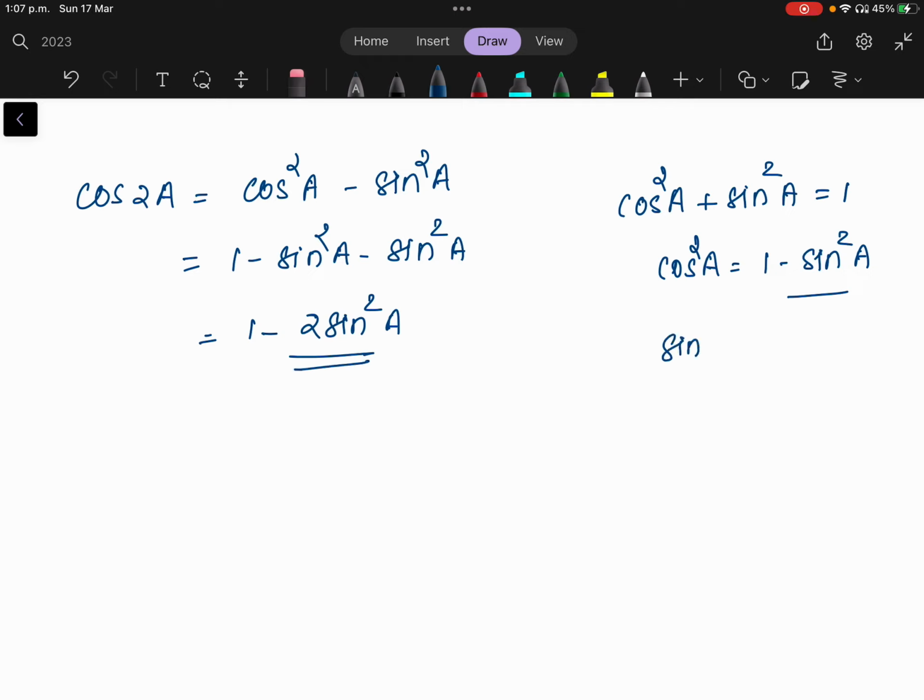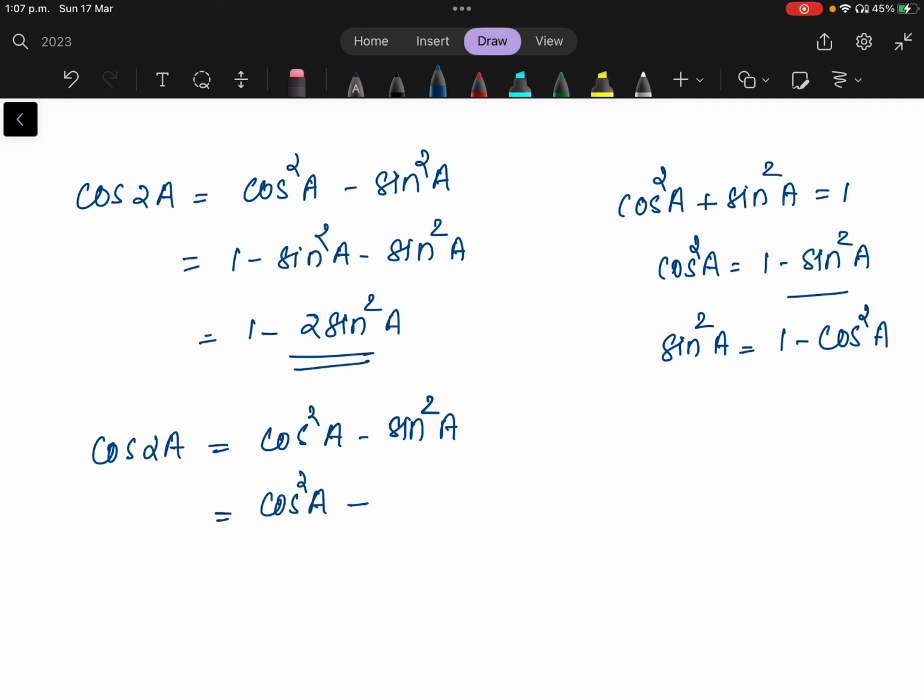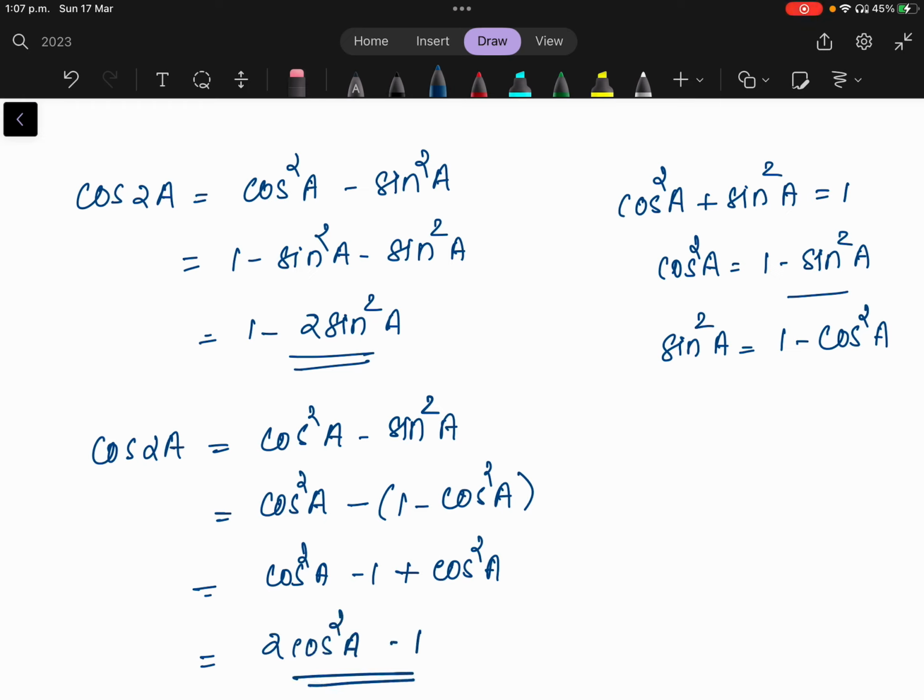Again, from this formula I can write sin square A is equal to 1 minus cos square A. So again I'm taking cos 2A, which is equal to cos square A minus sin square A, and subbing in for sin square A, so that is cos square A minus 1 minus cos square A, that is equal to cos square A minus 1 plus cos square A, that is equal to 2 cos square A minus 1. You need to know these equations.